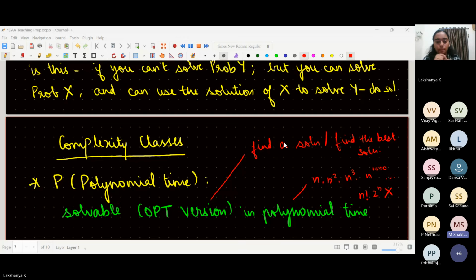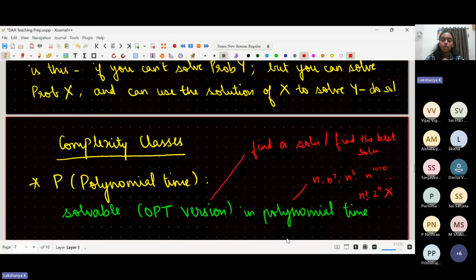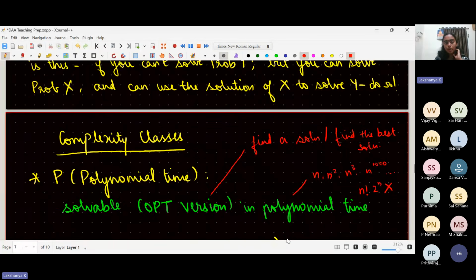Any simple, sorry, bubble sort? A problem, not an algorithm. You're close, but what's the problem there? Sorting problem, right? You can do it in n log n, you can do it in n square. Any of it is polynomial, right?